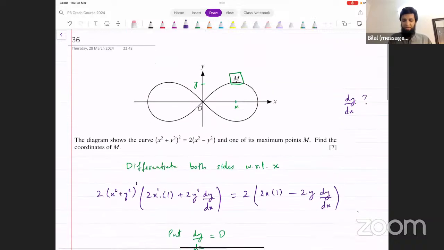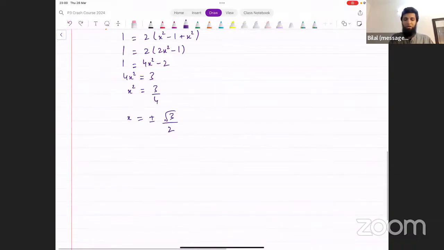Now that's basically giving us this x coordinate and also this x coordinate. So basically it's giving us all the turning points, right? We have one turning point here, one here, one here, one here. We were looking for M. M is supposed to have a positive x coordinate. So because of that, let's just consider the positive value here. The positive value is square root of 3 over 2.